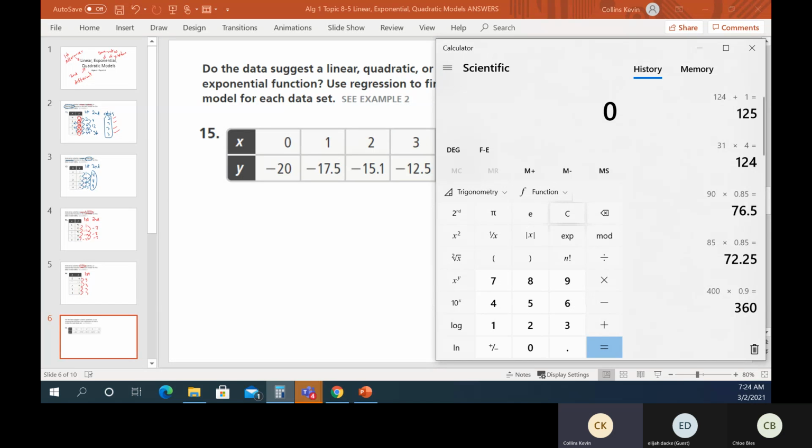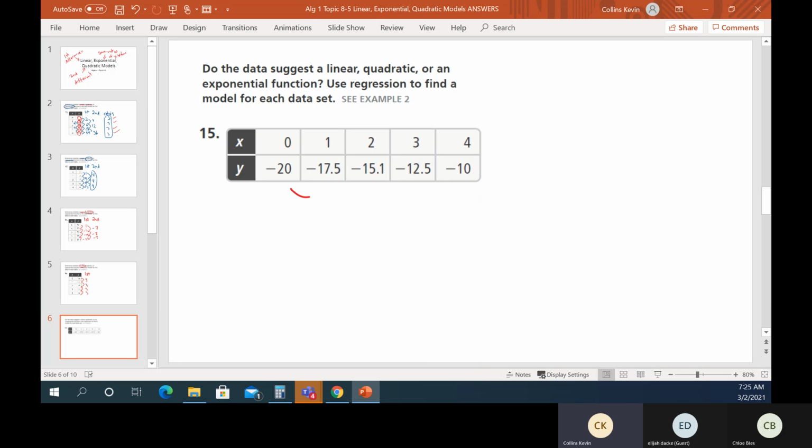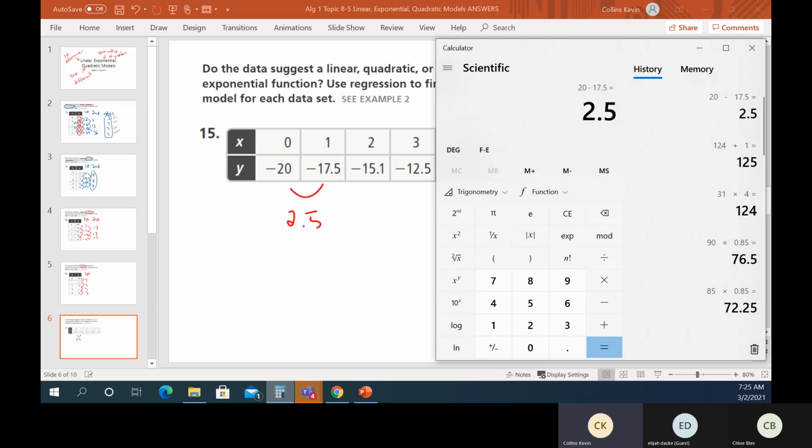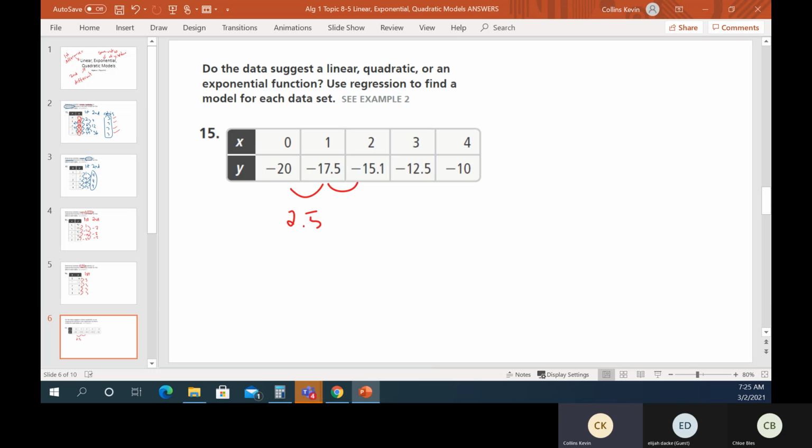So the first guy, we're going to go from minus 20 up to minus 17.5. Okay, so we went up 2.5. All right, so let's check out the next guy. So he went from minus 17.5 up to minus 15.1, so that's 2.4. Okay. So that's pretty close to being linear. Let's see if it keeps that pattern going.